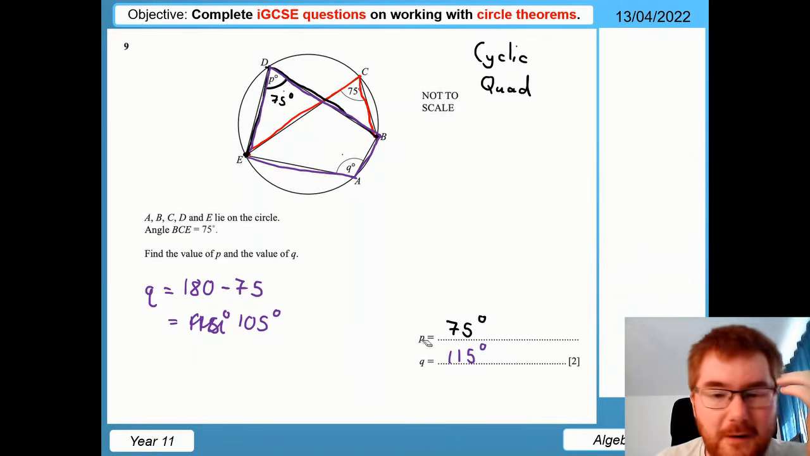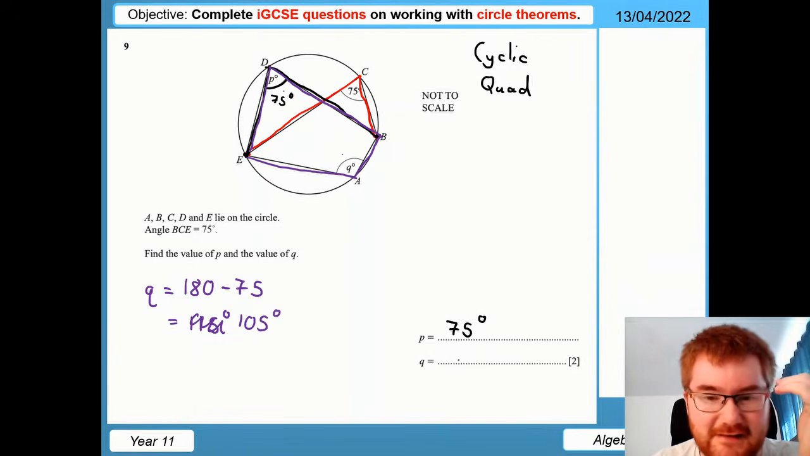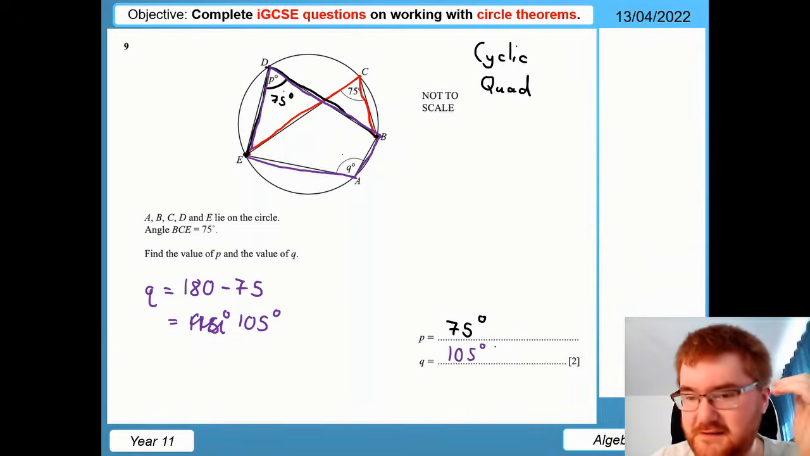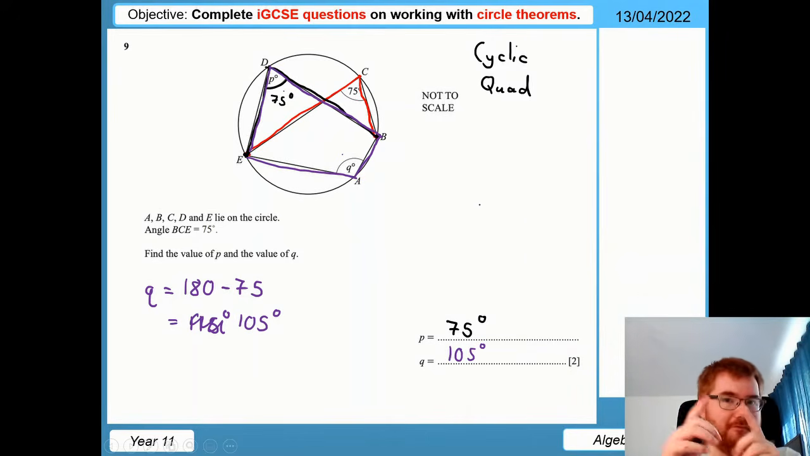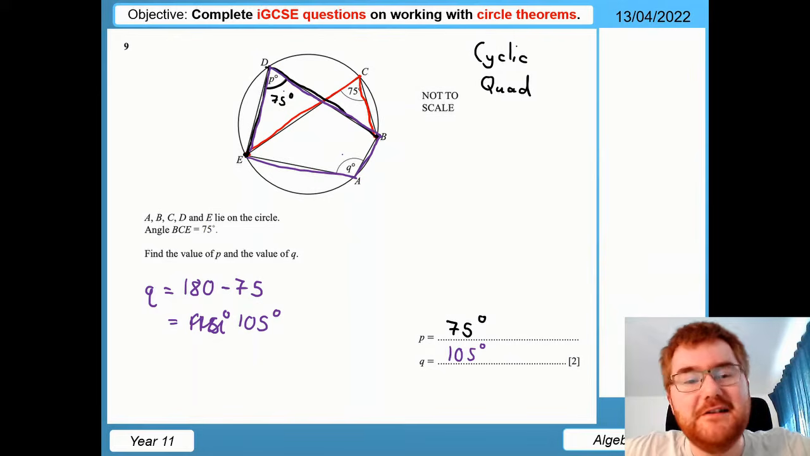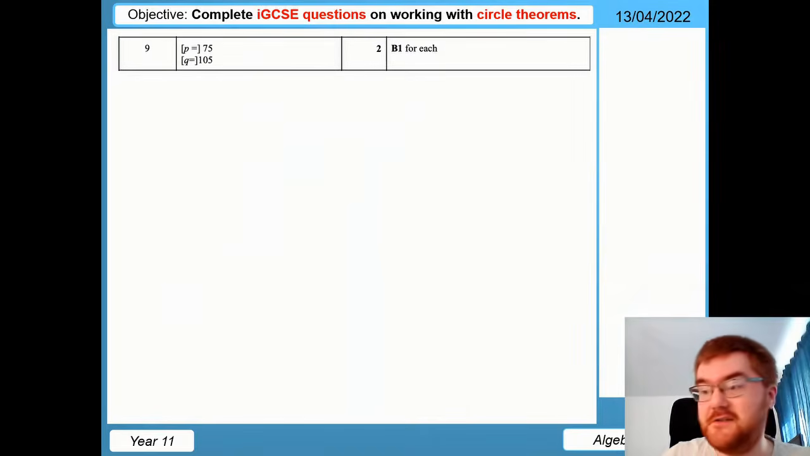So when you're in the exam, make sure you can actually do some subtracting. Again, I think this is a non-calculator paper, if I remember rightly, from 0607. But this is, of course, equal to 105 degrees. Again, good rule for you at home: please don't celebrate until you've got the answer and you've got it absolutely correct. Right, those are the answers for you.